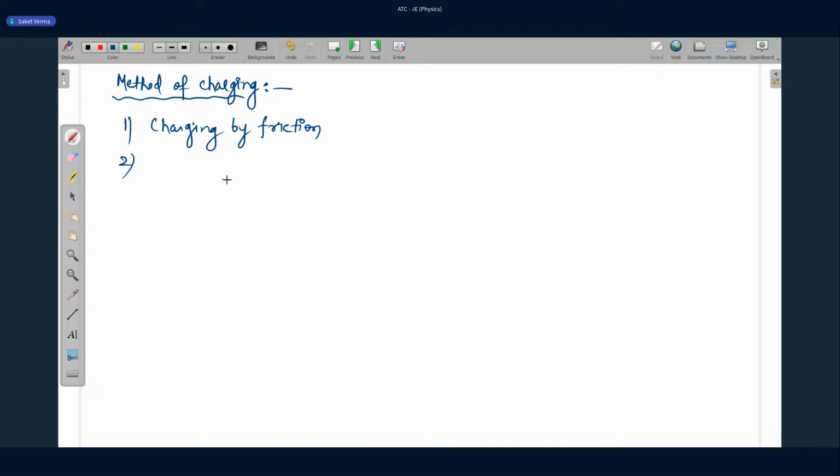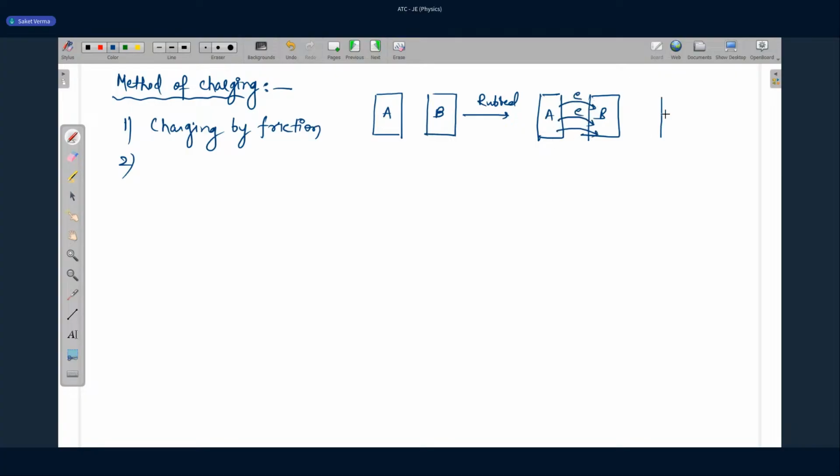The mass will change when the charge transfers. Suppose this is body A and this is another body B, and we rub them, and there is a transfer of charge from A to B. If the charge is transferring from A to B, the mass of A will decrease, and because the charge has been transferred to B, the mass of B will increase. So this is charging by friction.